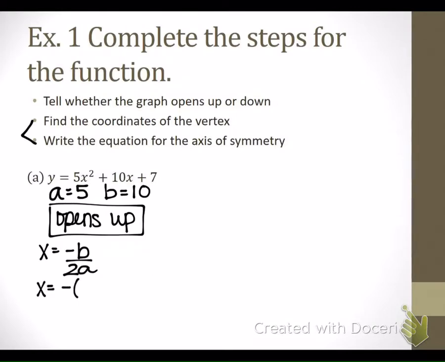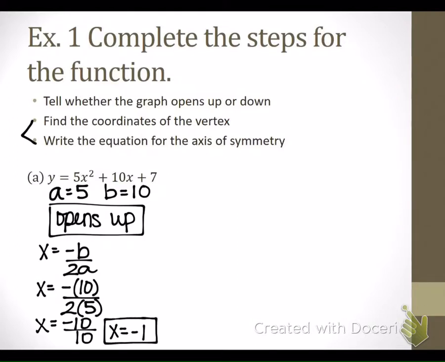So x equals negative. Remember to plug things in parentheses. What are we putting in place of b? 10. And in place of a? 5. Good. All right, so am I bringing down a positive 10 or a negative 10? Negative. That's a negative 10 over 10. So, what does x equal? Negative 1. Now, box it in.